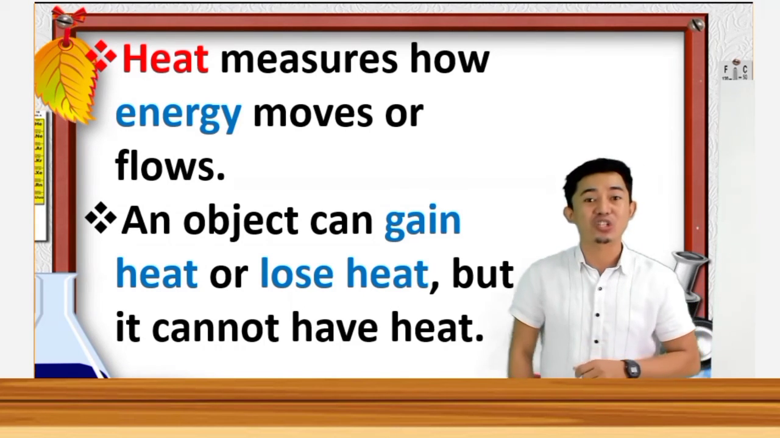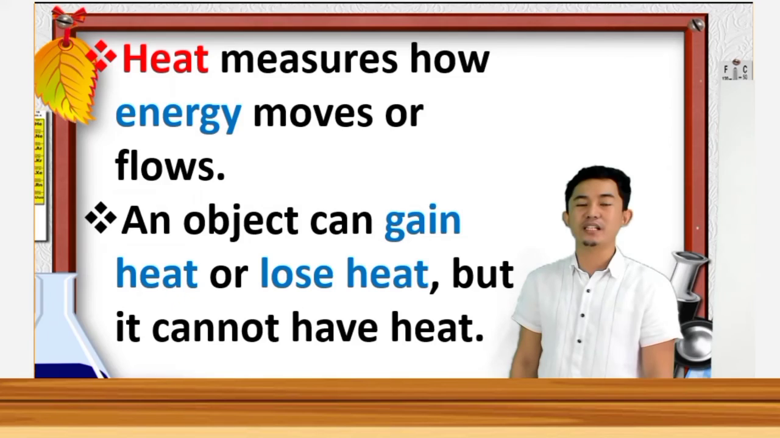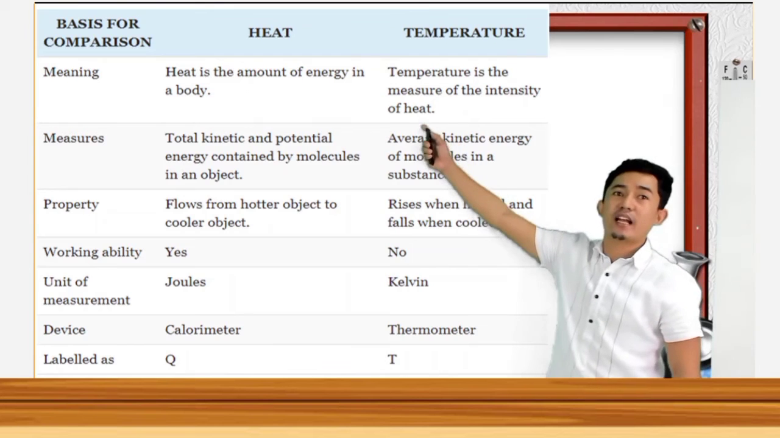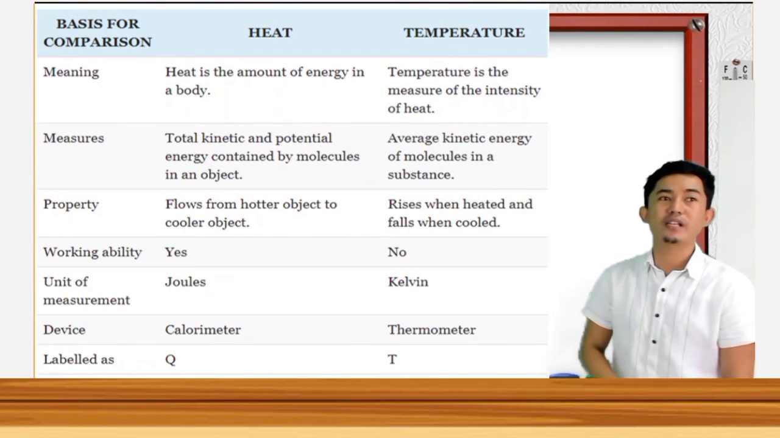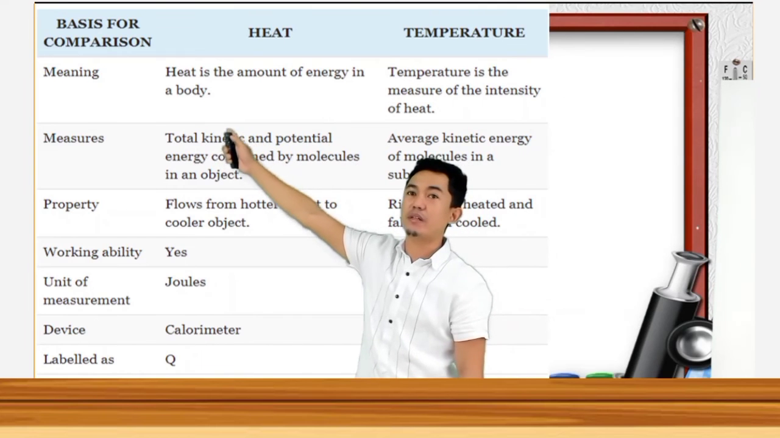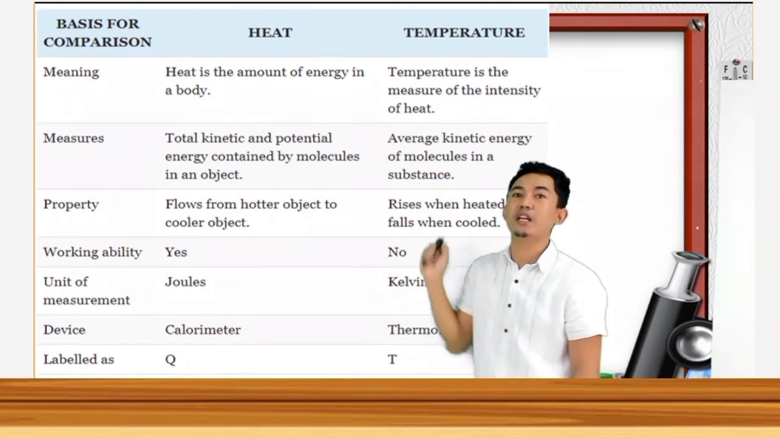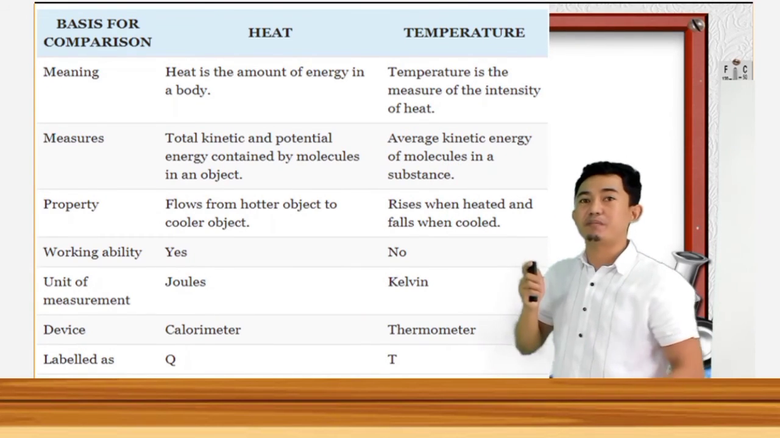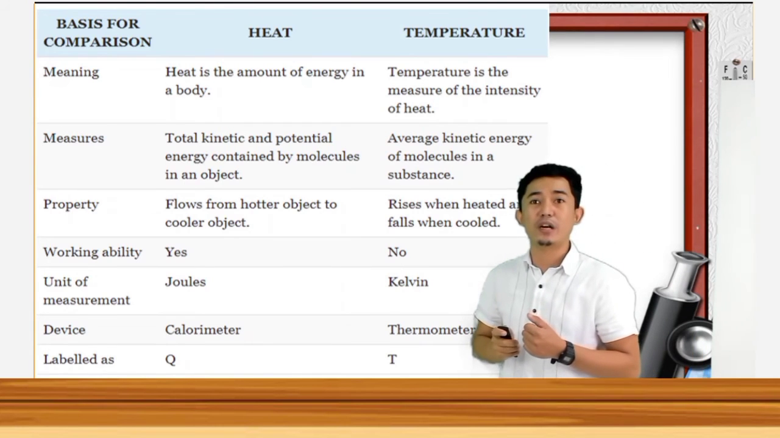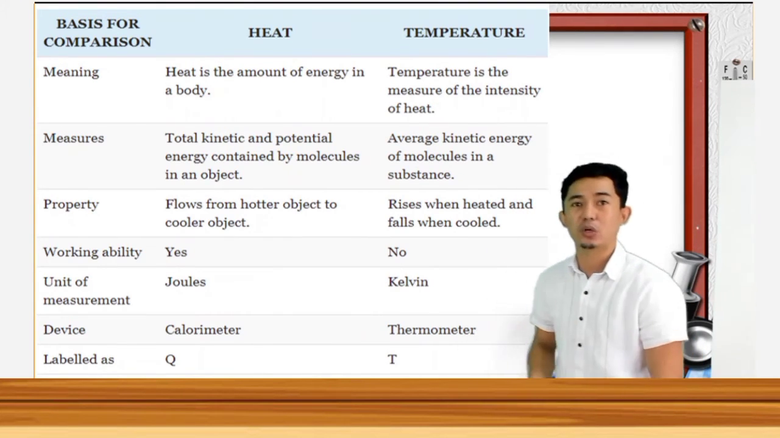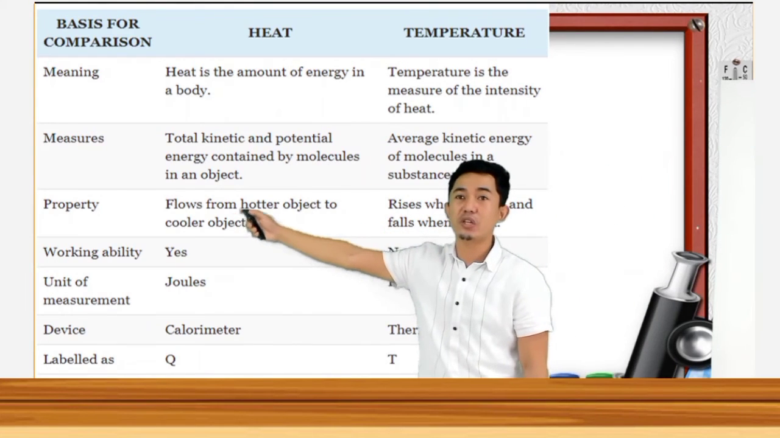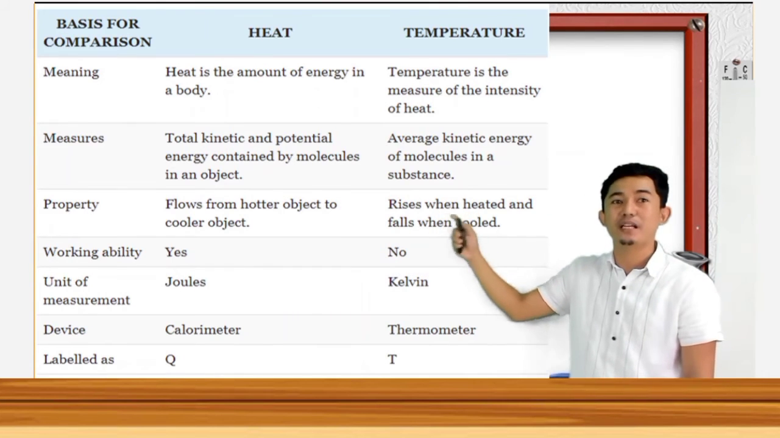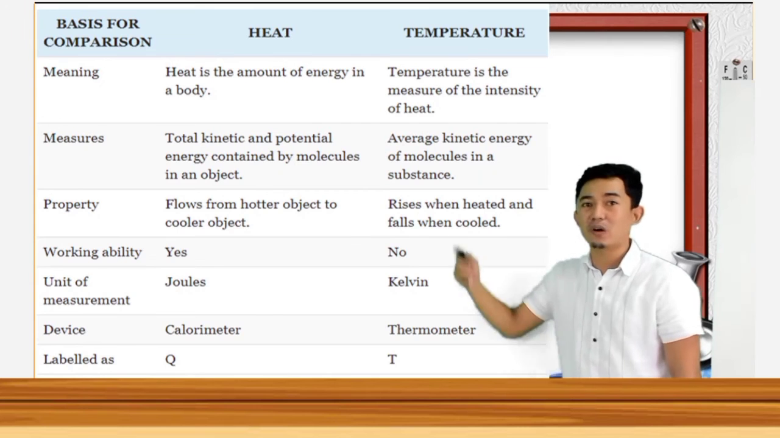They need interaction. Okay? Now, aside from this, I have here the chart, the basis of comparison of heat and temperature. Okay? So when we say comparison, first is the meaning. Heat is the amount of energy transferred to a body. Temperature is the measure of the degree of heat. Okay, so in measures, as you notice, heat is the total kinetic and potential energy, while temperature is the average kinetic energy. And so on, and so forth.